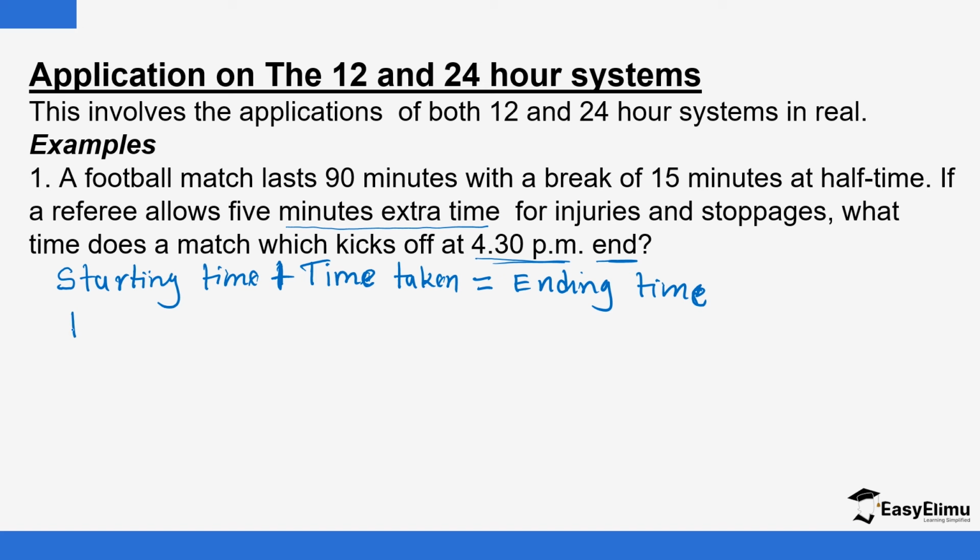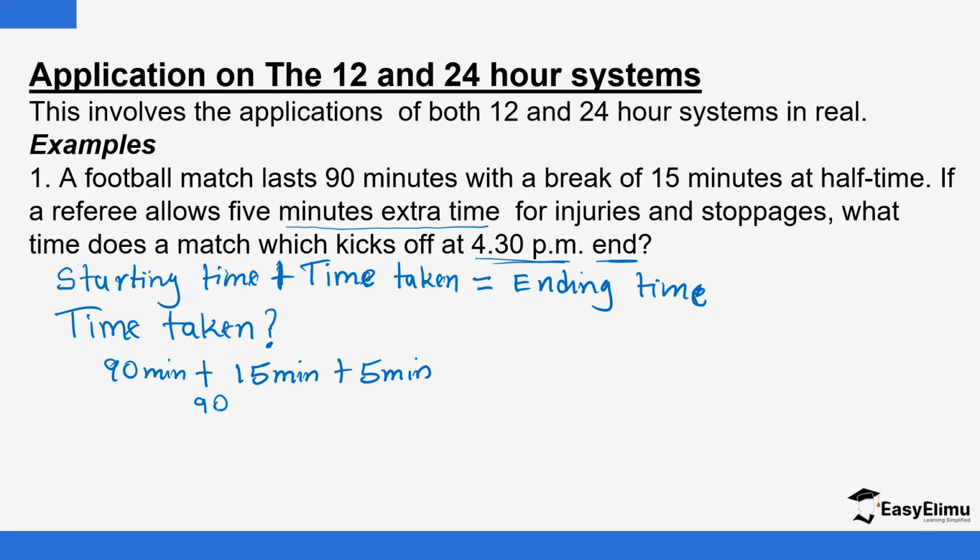So let's start with the time taken. How much time is taken? So we start with the 90 minutes, plus the 15 minutes break, plus the 5 minutes allowance for stoppages and injuries by the referee. So these are all minutes. You just need to add them the way we add natural numbers. So we have 90 plus 15 plus 5. 0 plus 5 plus 5 is 10, 0 carry 1. 1 plus 9 is 10 plus 1 is 11. So these are 110 minutes total time taken.